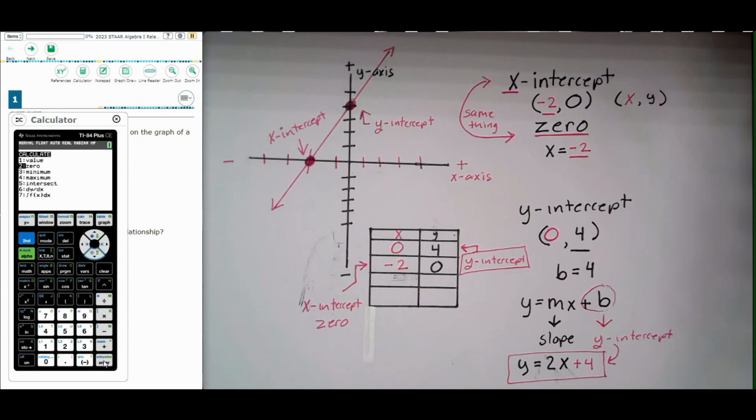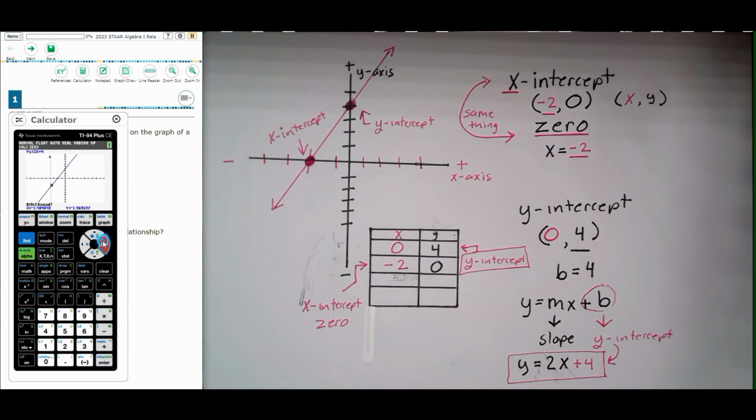So I'm going to hit enter for option 2. Notice it gives me this little dot and it's flashing. Now it says left bound, which means it wants me to go to the left of my 0. And I'm just going to use the little direction pad key to go to the left of this 0. And I'm going to hit enter.